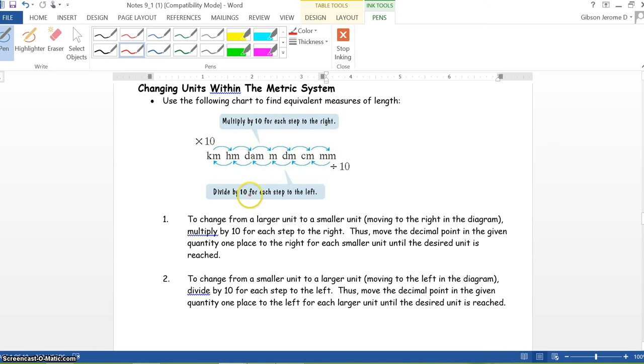Now, again, we multiply by 10 or divide by 10. It says to change from a larger unit to a smaller unit, moving to the right in the diagram, multiply by 10 for each step to the right. Thus move the decimal point in the given quantity one place to the right for each smaller unit until the desired unit is reached. To change from a smaller unit to a larger unit, moving to the left in the diagram, divide by 10 for each step to the left. Thus move the decimal point in the given quantity one place to the left for each larger unit until the desired unit is reached.